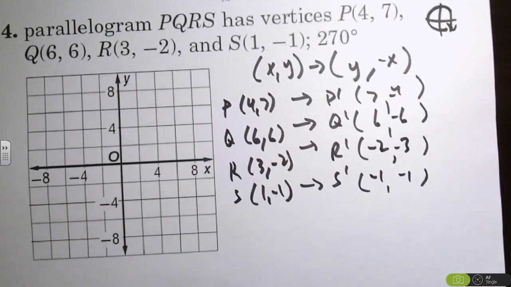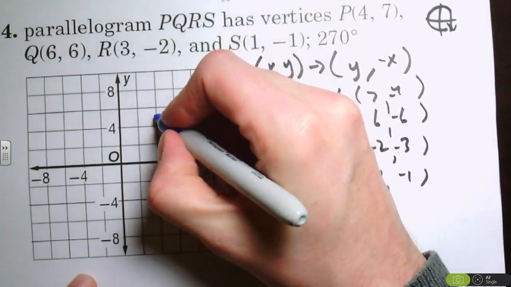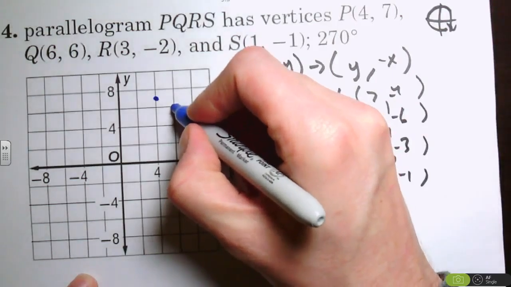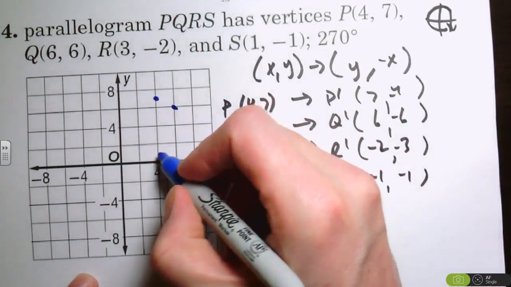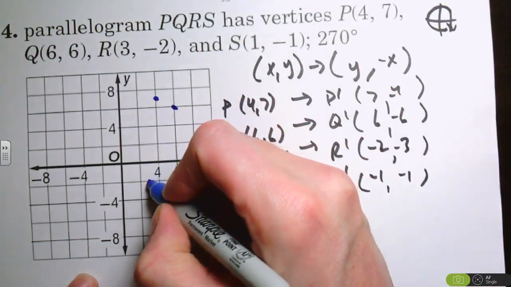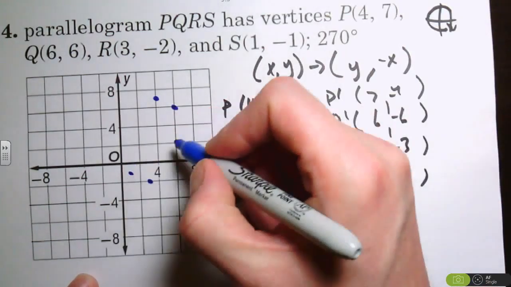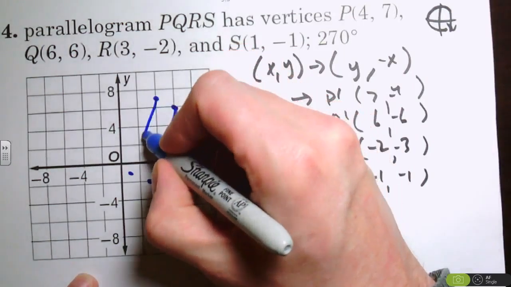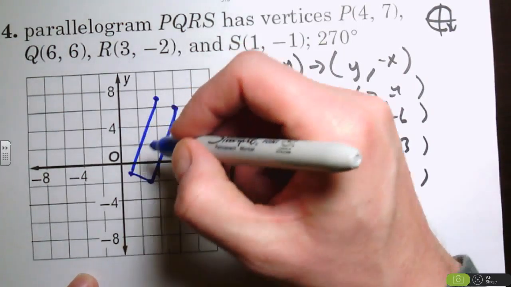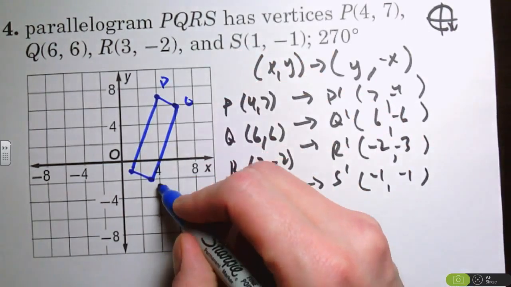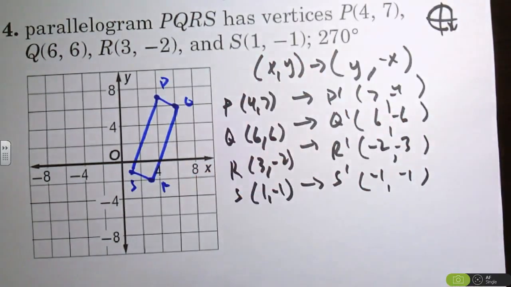Wow. So let's take PQRS. So P is at 4, 7. Q is at 6, 6. R is at 3, negative 2. And S is at 1, negative 1. So not a whole lot of excitement going on there with that guy. P, Q, R, S.